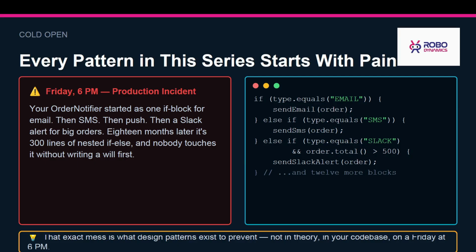After 2 weeks, the finance team called saying that if the order is beyond 500, can you send a Slack message also? That's how it all started. And now 18 months are over, and the same code has become 500 lines of code. If else, if else, if else. This is not only your situation, it is many people's situation.